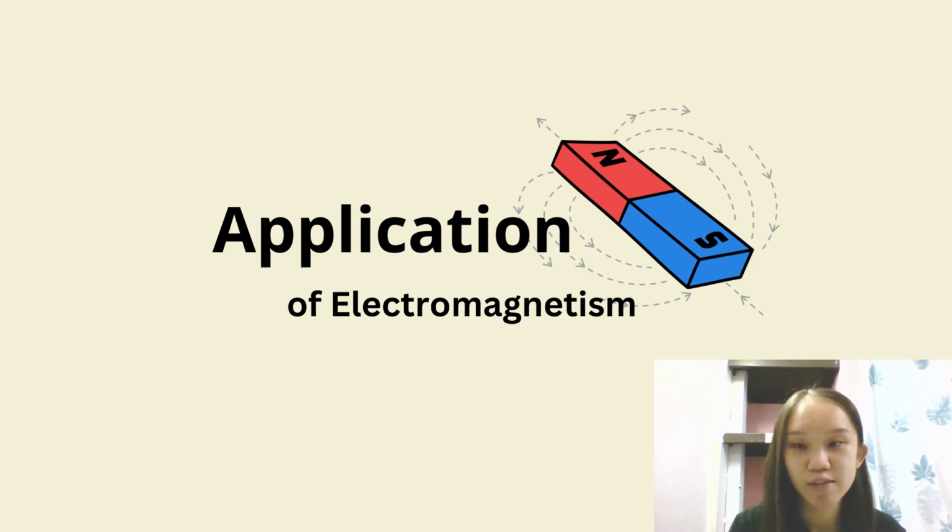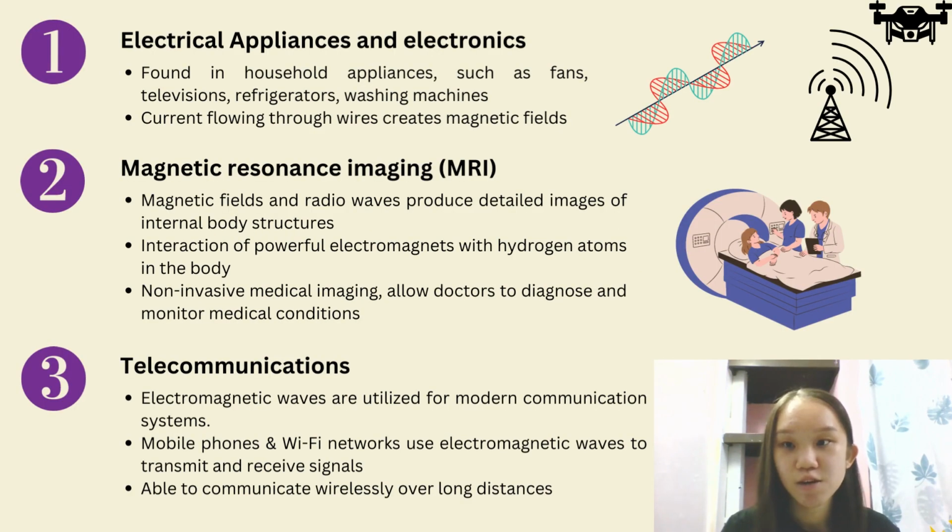Now, I will explain how electromagnetism can help us in our daily life. Electromagnetism is widely used in various applications. For example, in electrical appliances and electronics. Almost all electrical appliances and electronic devices we use in our daily lives rely on electromagnetism. They can be found in many household appliances such as fans, televisions, refrigerators, washing machines, and many more. Current flowing through the wire create magnetic fields that enable the motors, transformers, and other components to work.